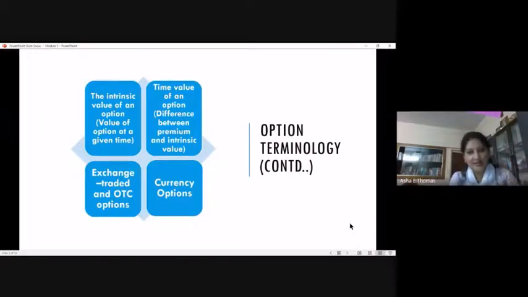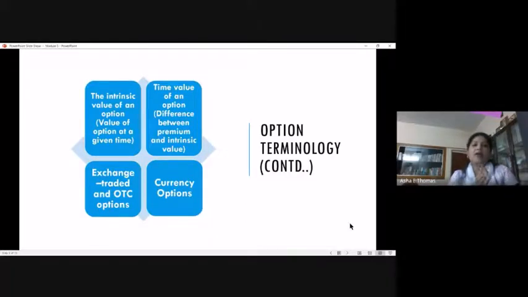Say, for example, for getting the right of purchase of HUL share at 2,350, I have paid 50 rupees as premium. Then naturally it will be 2,350 minus 50, which gives me the time value of that particular contract. So it's nothing but intrinsic value minus the premium.